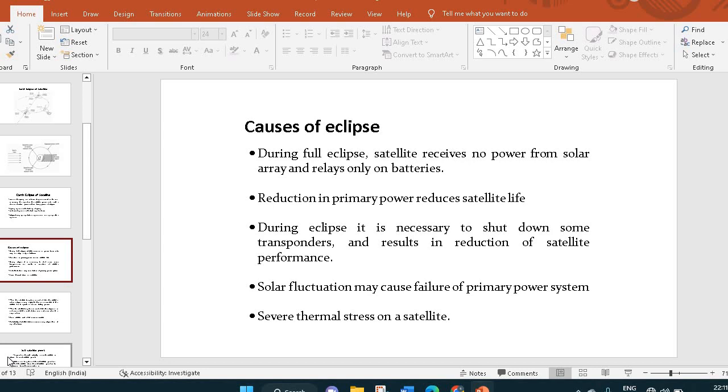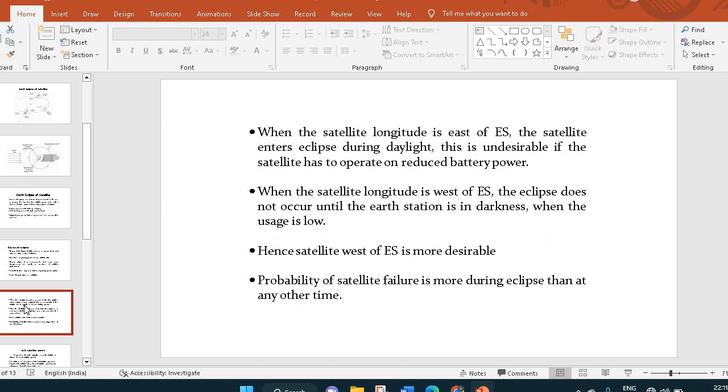Causes of eclipse. During full eclipse, satellite receives no power from solar array and relies only on batteries. Reduction on primary power reduces satellite life. During eclipse, it is necessary to shut down some transponders and results in reduction of satellite performance. Solar fluctuation may cause failure of primary power system. Severe thermal stress on the satellite.